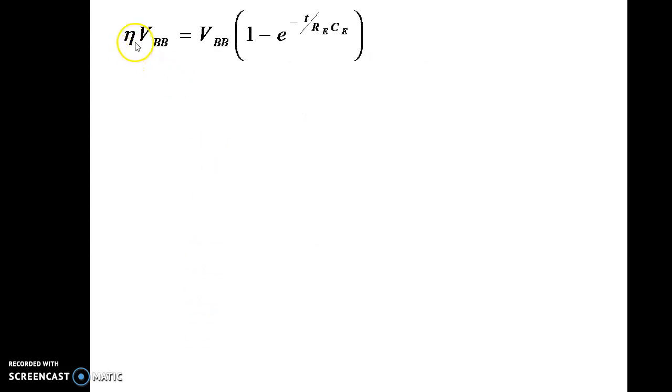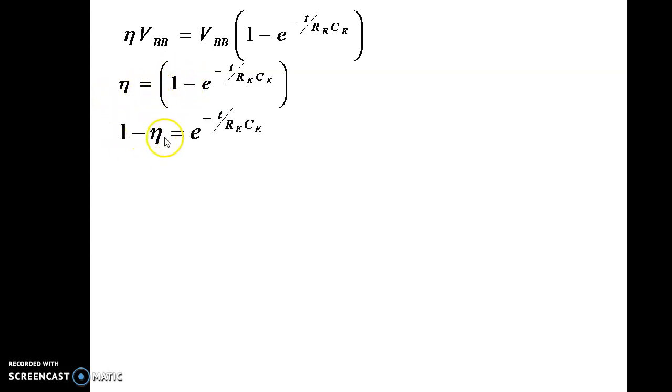So the expression changes to eta VBB equal to VBB into 1 minus e power minus t by RECE. Now this VBB and this VBB will get cancelled and the expression changes to this form. Now we can rearrange this expression by bringing this 1 to the left hand side. So 1 minus eta equal to e power minus t by RECE. So now what is our aim? Our aim is to obtain an expression for the frequency of oscillation, which means we should get an expression for this t. So we have to rearrange this expression.